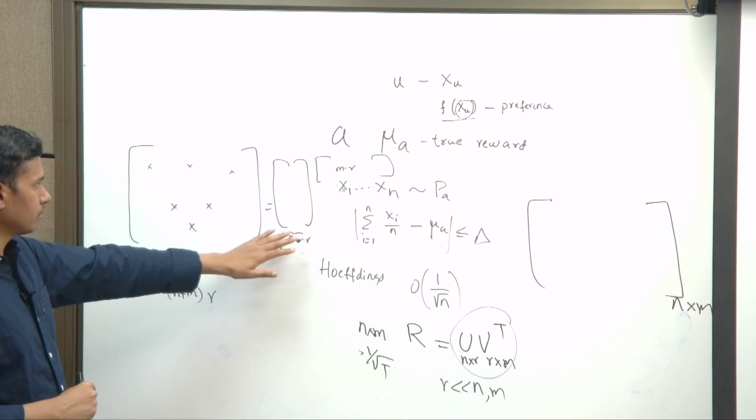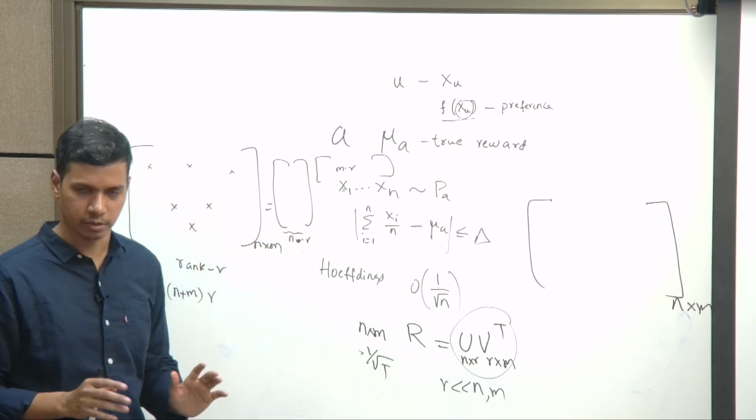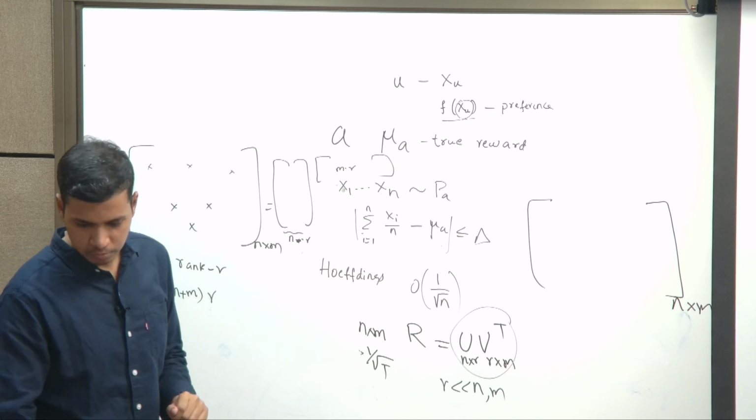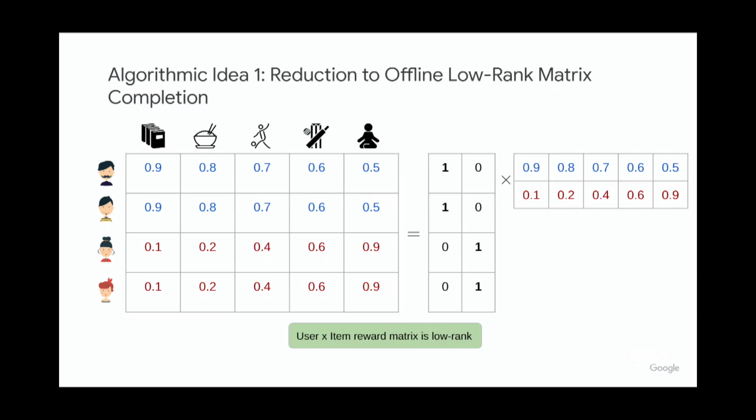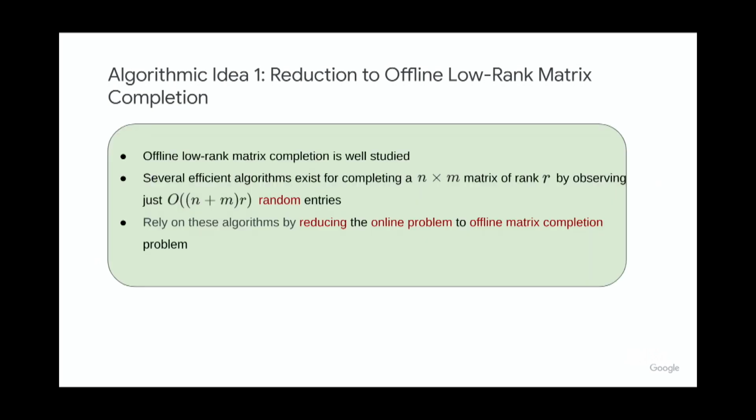Offline low rank matrix completion is really well studied, and there are really good algorithms known for it. In some sense, what we are trying to do in this multi-user multi-arm bandit problem is online low rank matrix completion. That is, we want to estimate this matrix as quickly as possible without pulling all possible arms for every user. This is one key insight. We are going to rely on these offline low rank matrix completion oracles in our algorithm.